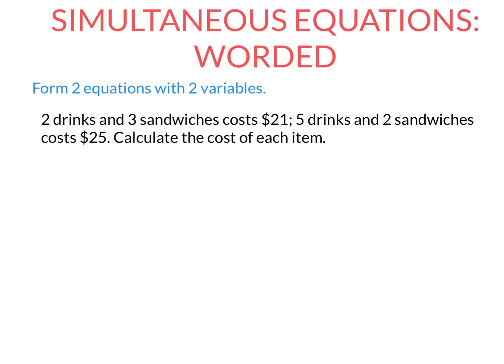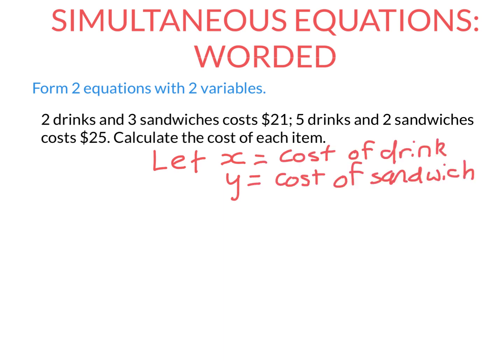2 drinks and 3 sandwiches cost $21. 5 drinks, 2 sandwiches cost $25. We need to calculate the cost of each item. We're finding two things here, the cost of a drink and the cost of a sandwich. So for worded problems, our first step's to define variables. So we're going to let x equal one of the things we're trying to find and y the other thing we're trying to find. So we'll let x be the cost of a drink, y the cost of a sandwich.